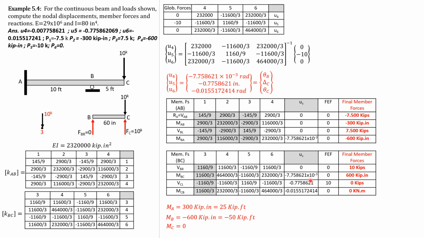And if you want to solve for RB, RB is shear just to the left 7.5 plus shear just to the right 10. So RB is equal to 17.5 kips, so on and so forth.